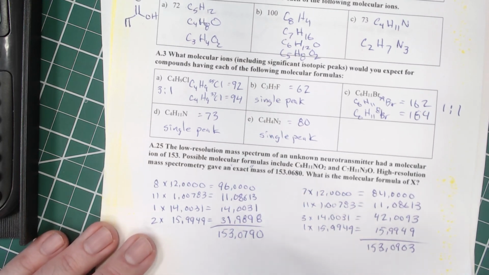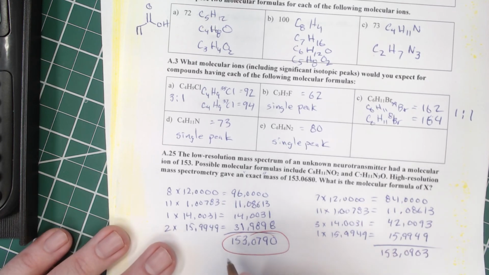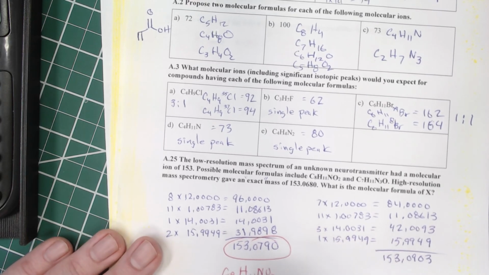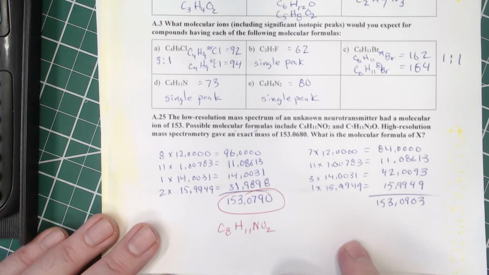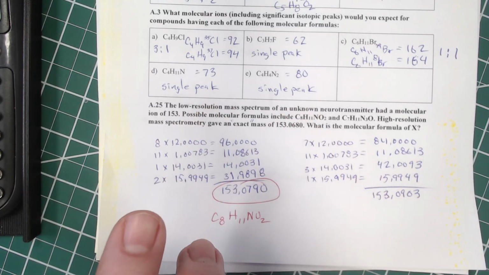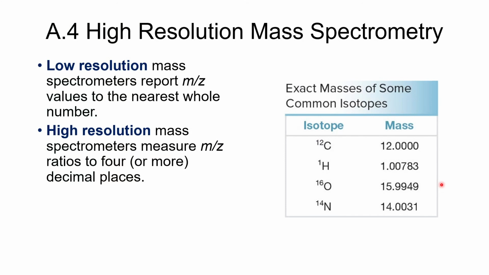And so we're going to say that this is our correct number, which means C8H11NO2 is going to be the correct formula. All right, well, that's all for the in-class assignment for this chapter, but we do want to go back and look at a couple of things before we close out the whole chapter here.